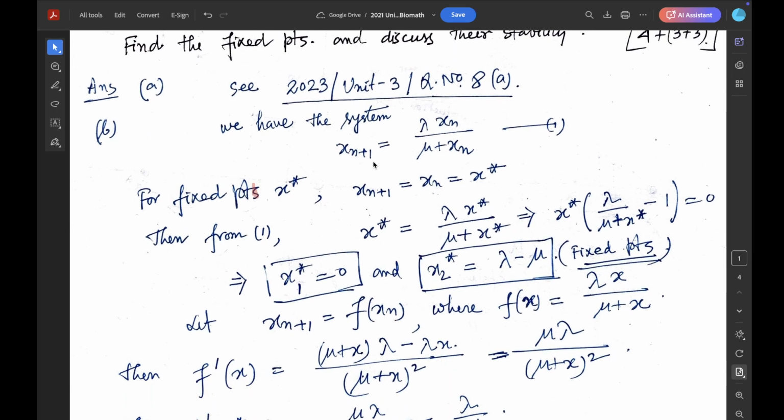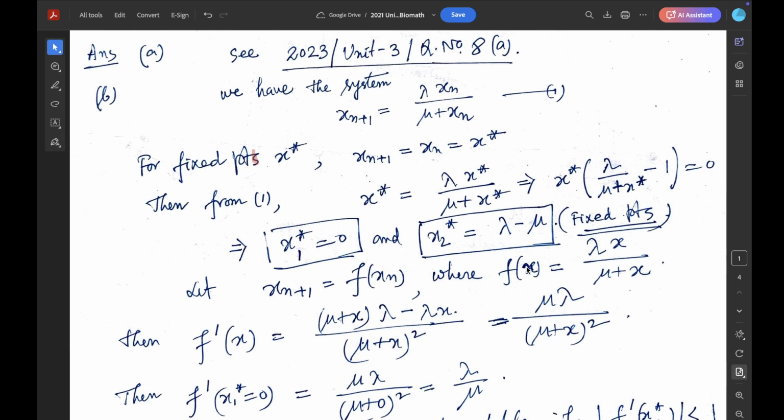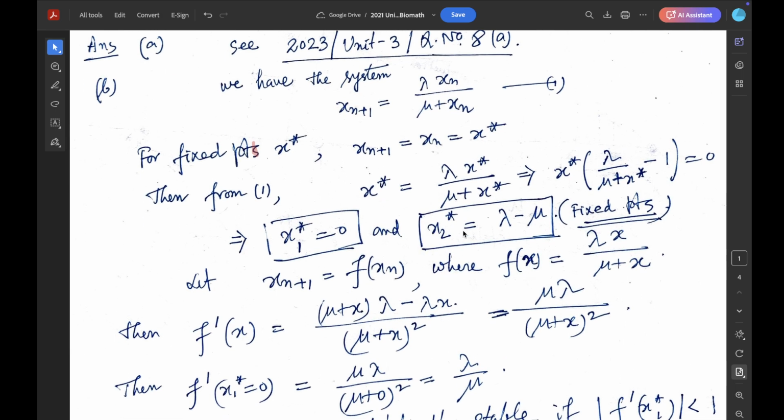So we put x star in place of x_{n+1} and x_n. We get this equation: x star, comma, lambda by (mu + x star) minus 1 equals 0. So x1 star equals 0 and x2 star equals lambda minus mu. So there are two fixed points, x1 star and x2 star. For feasibility of x2 star, lambda minus mu greater than 0, that is, lambda is greater than mu.